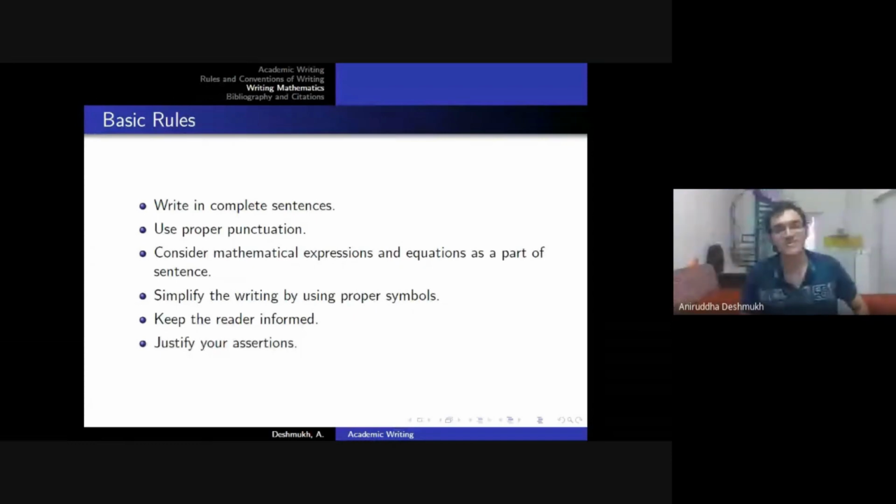Then, we always use symbols in mathematics to simplify the writing. While using these symbols, we need to remember that the reader must be informed of what symbols we are using. So there should not be two or more concepts having the same symbol. We cannot use the same small x for two or more things. And the last thing to remember is that whatever assertions we make throughout our mathematical document must be justified by proper logical reasoning.